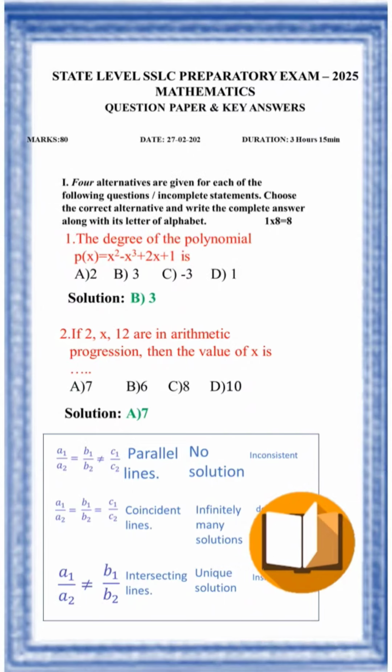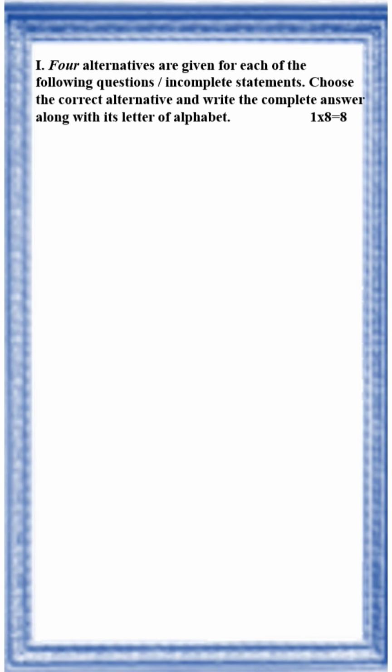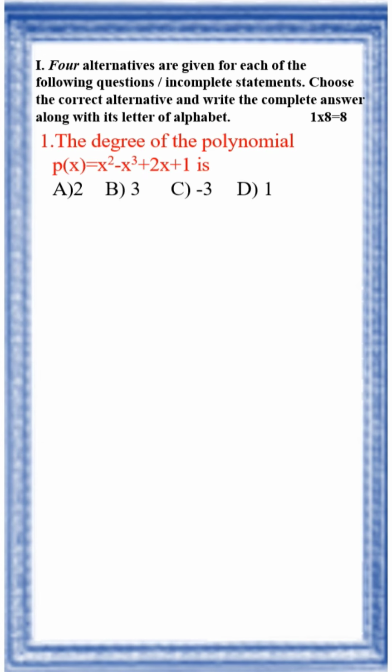In this video, let us solve the questions of state level preparatory exam 2025. The first question. 4 alternatives are given for each of the following questions or incomplete statements. Choose the correct alternative and write the complete answer along with the letter of the alphabet. There are 8 questions, 1 mark each.